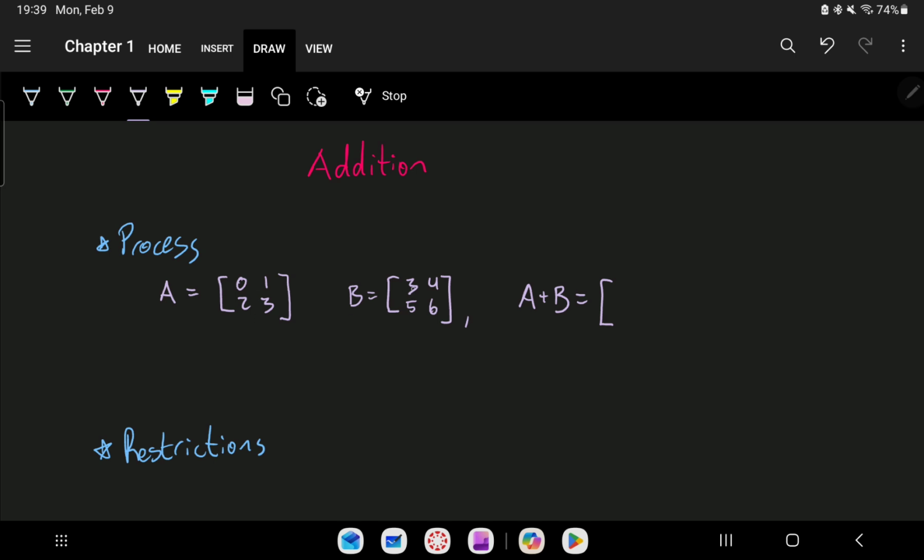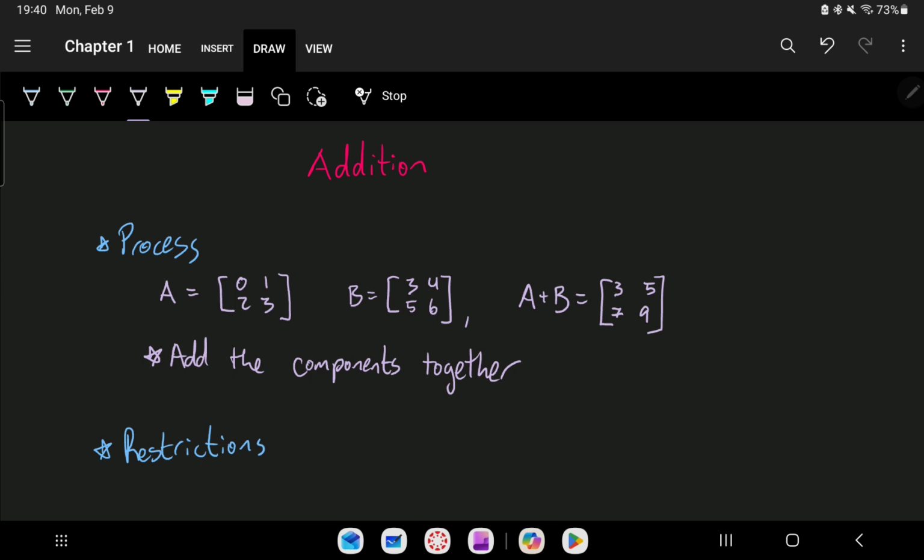So we have a 0 plus 3. It's going to mean that A plus B in this cell is going to be 3. We have a 1 plus 4 is 5. 2 plus 5 being 7. And 3 plus 6 being 9, right? So super simple. There's nothing crazy complicated rules here in terms of the actual process itself. Basically just add the components together. Components being each of these individual cells, right?